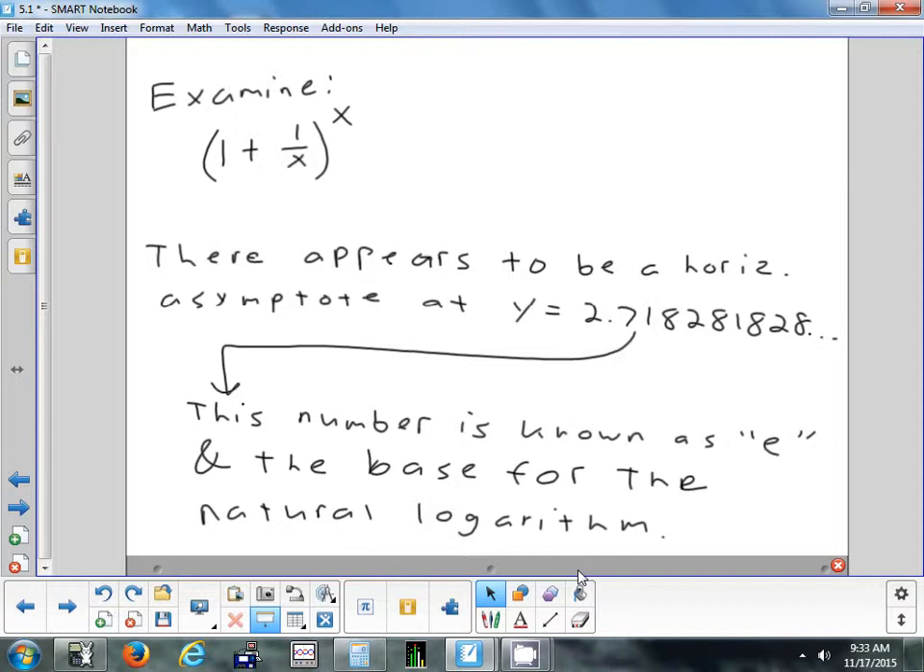If you're not familiar with natural logarithms yet, that's fine. Don't worry, we're going to study logarithms later on. But since we're studying functions where we have variables as exponents, this is a good time to show you this type of function. Does everybody have that number down? E?